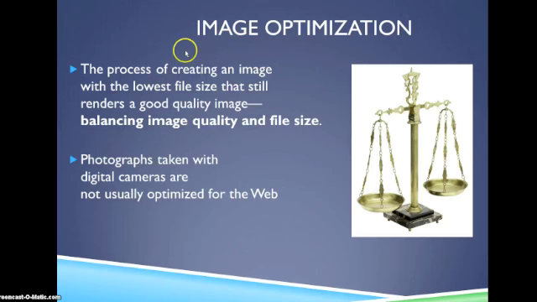So image optimization, we're in the process of creating an image with the lowest file size that still renders in a good quality image. We balance image quality and file size. And the reason for that is the larger the file, the longer it takes to download. Not everybody has high-speed internet still.